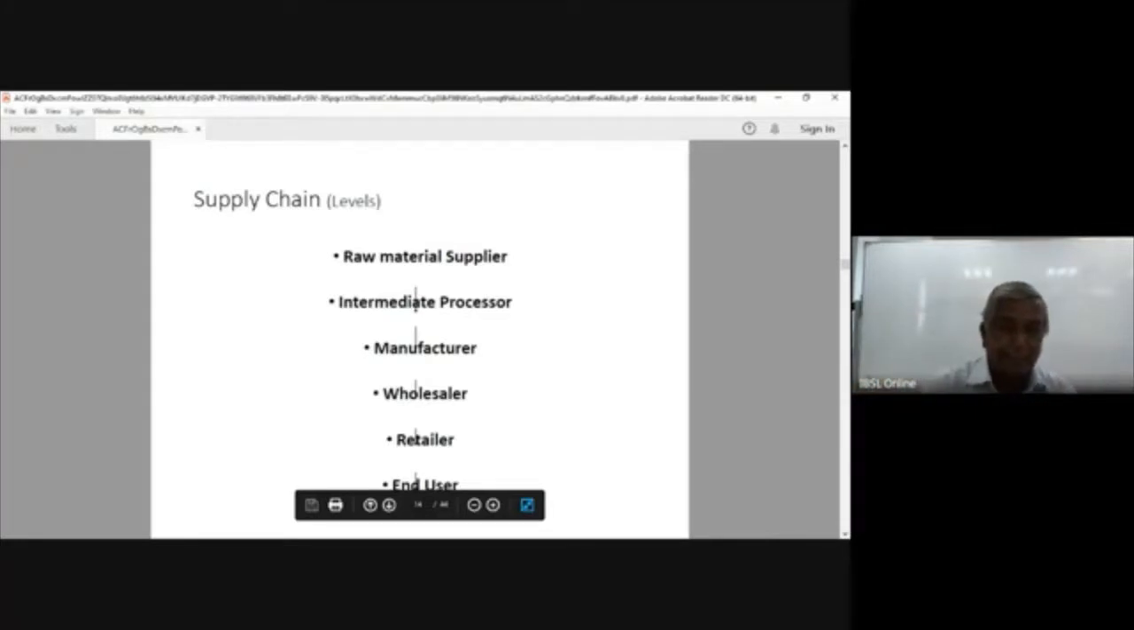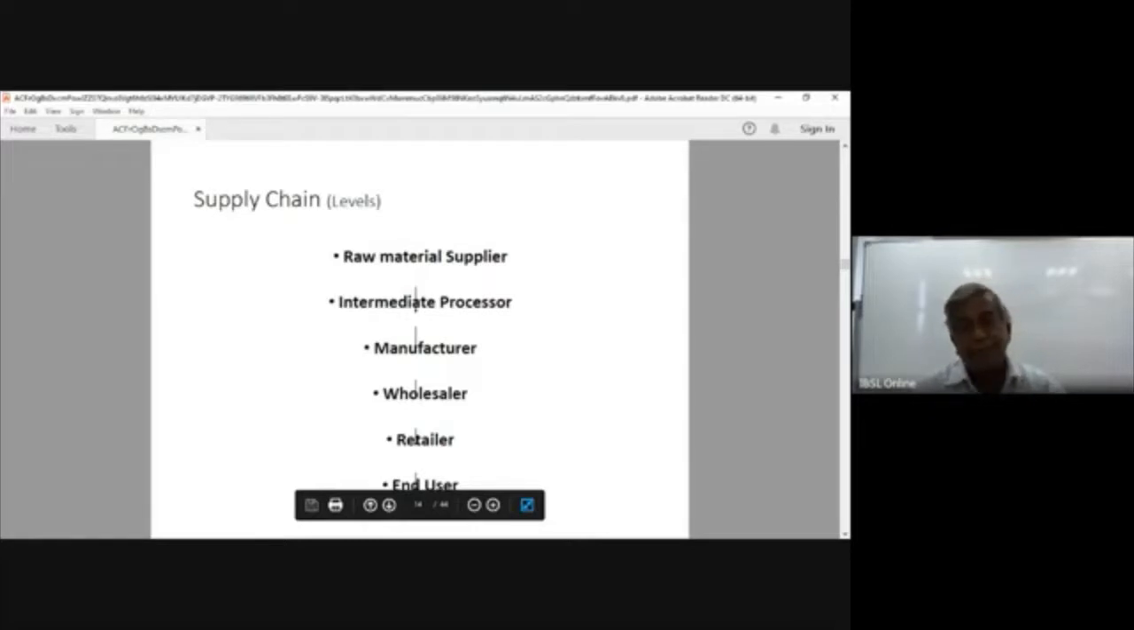So we take an example in the supply chain. Furniture manufacturing industry. It has its own supply chain. Raw material supplier. Who is this? The person or company cutting down trees, like teak and various types of timber, or importing from Burma or Malaysia, raw material supply. Raw material supplier. And then it comes to the intermediate processor. Who is this intermediate processor?